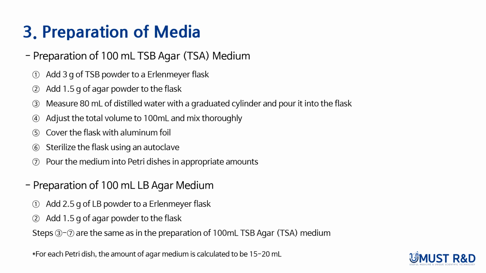Be sure to calculate the correct amount of medium for each petri dish, which should contain about 15 to 20 milliliters. To prepare 100 milliliters of LB agar, use 2.5 grams of LB powder and 1.5 grams of agar powder. The rest of the procedure is the same as for the TSB agar preparation.